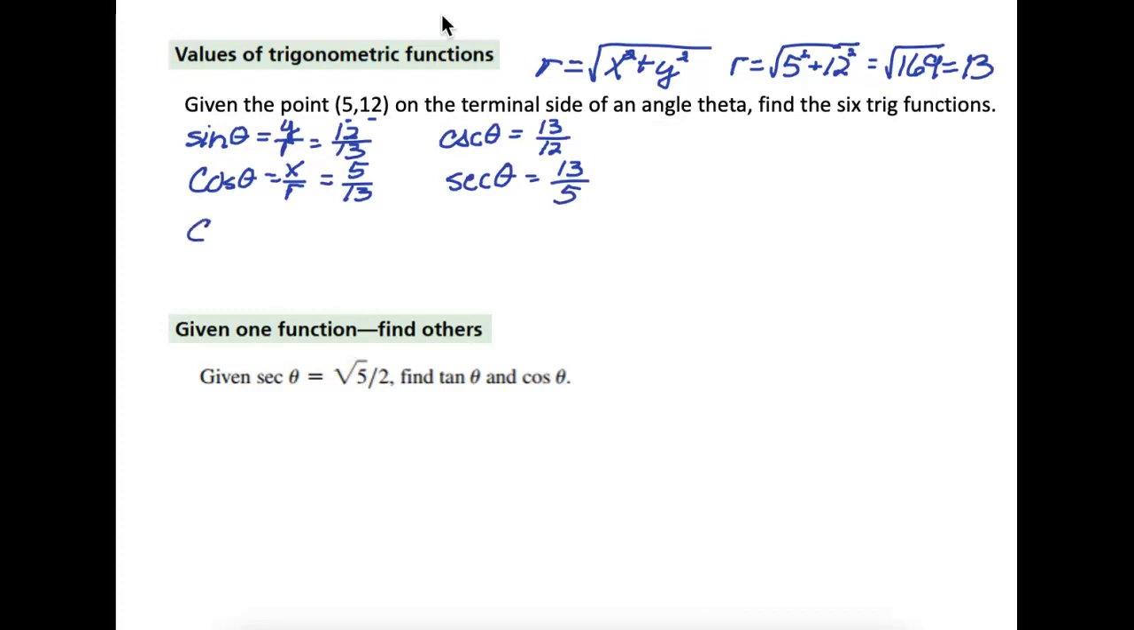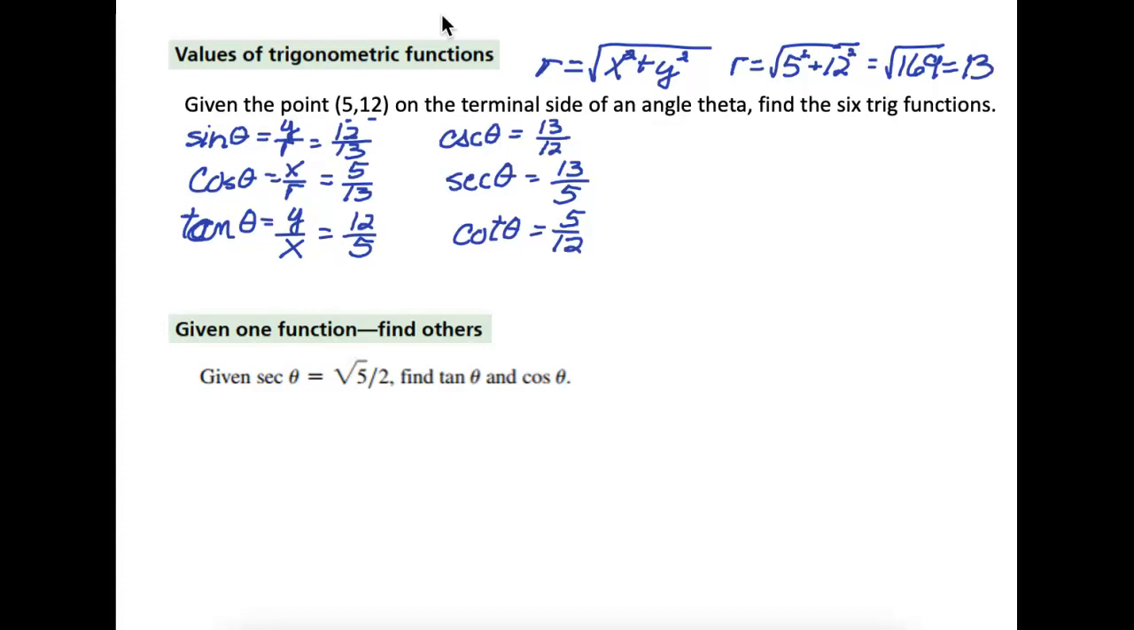Then we have the tangent. Let's look at tangent first before we look at the cotangent. The tangent of theta is y over x, which is 12 over 5. So that's our tangent. That means the cotangent of theta, the reciprocal of that, is going to be 5 over 12. So that's the value for the 6 trig functions.